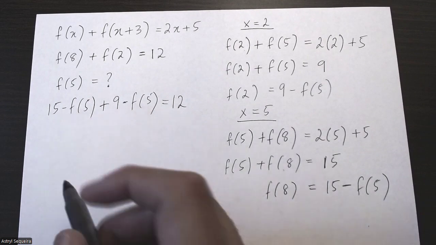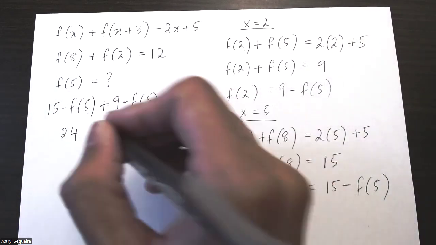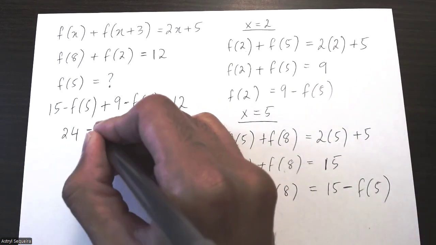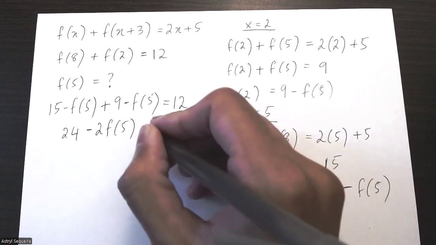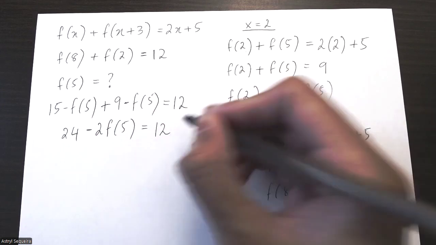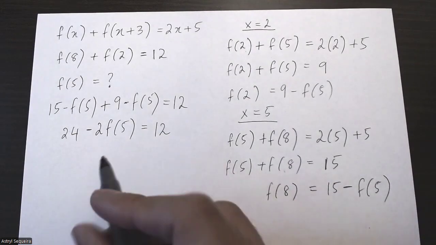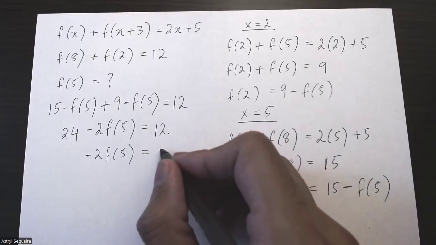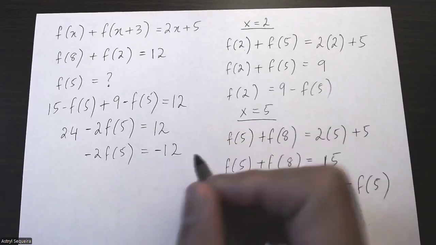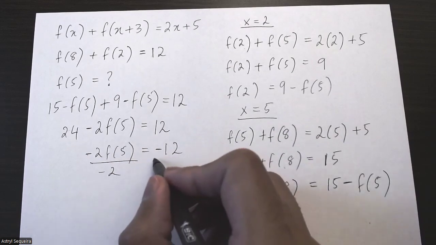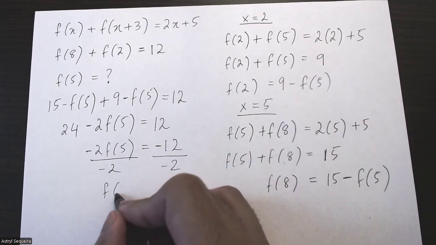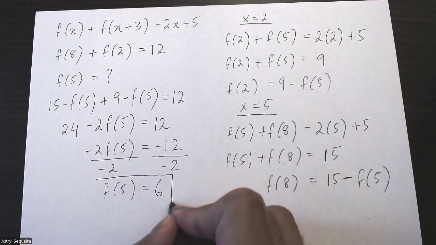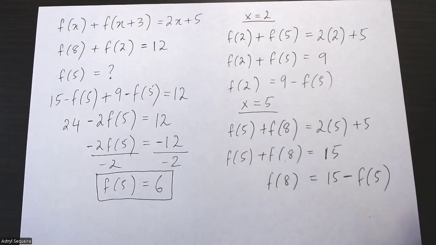So 15 plus 9 is 24. Negative f of 5 minus f of 5 is just minus 2 f of 5. Then I'll subtract the 24 on the other side. So negative 2 f of 5 equals 12 minus 24 is negative 12. Divide both sides by negative 2. And I'll get f of 5 equals to 6 is my final solution to this question.